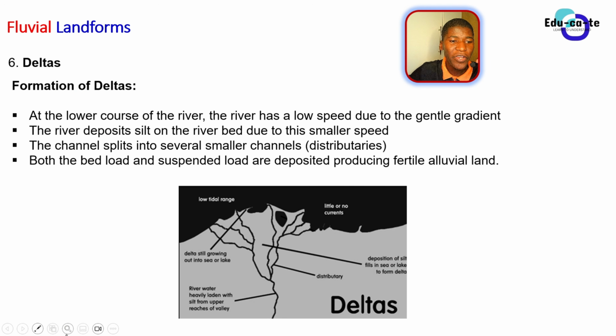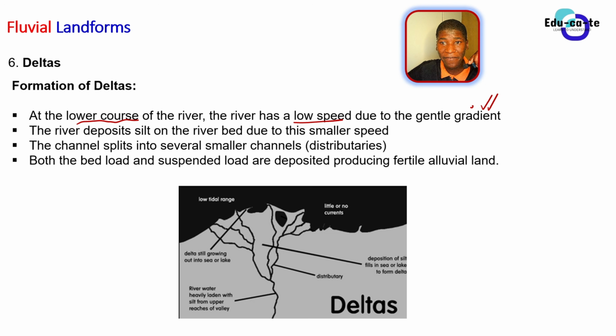When you're explaining the formation of deltas, you need to mention that this is happening at the lower course of the river. That's the first thing. The lower course of the river has low speed due to the gentle gradient. You already know this because we've done the river profile. I've made videos on river profile and I will link them in the description. So when the river reaches its lower course, it has got low speed, or small velocity, you can say that.